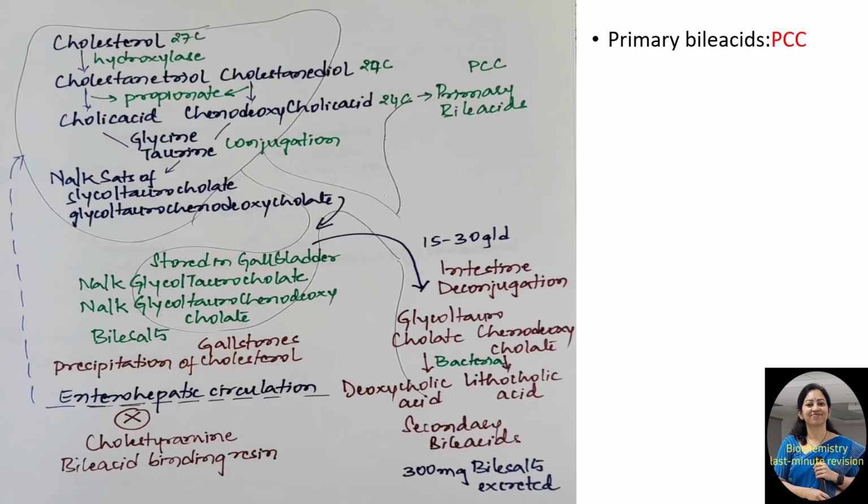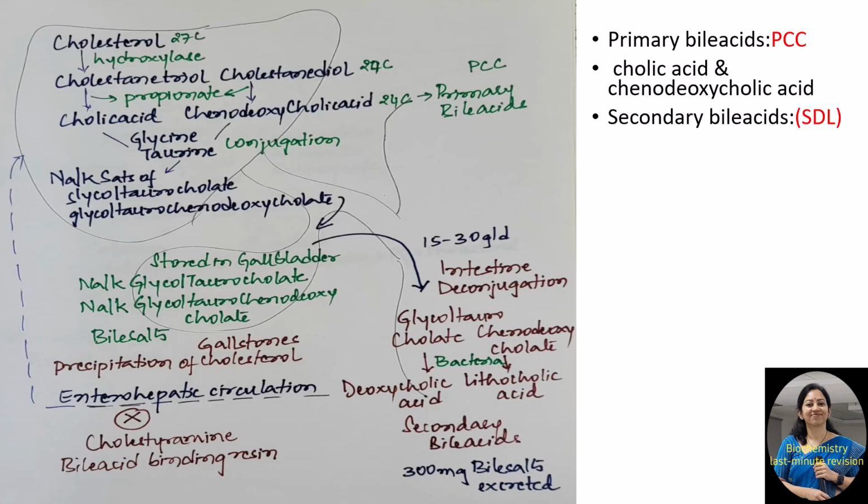Just to summarize, the primary bile acids, the easy mnemonic to remember is PCC, Priyanka Chopra C. You can remember like that. So P stands for primary bile acid, C stands for cholic acid, and the other C stands for chenodeoxycholic acid. So these are the primary bile acids. Secondary bile acids, the mnemonic to remember is SDL. S stands for secondary bile acid, D stands for deoxycholic acid, and L stands for lithocholic acid. So these are the mnemonics you can memorize for primary and secondary bile acids.